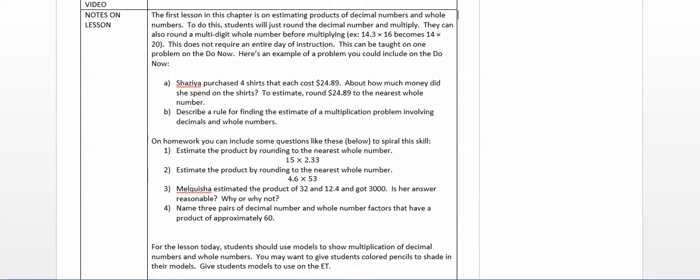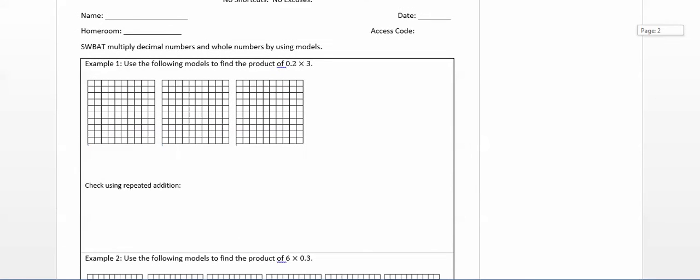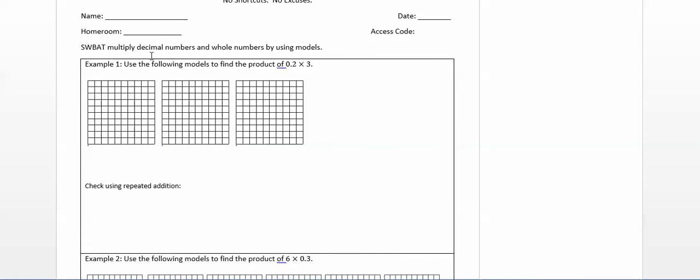Okay, let's look at example 1. What we're going to have students do is use these models to find the product of 2/10 and 3. So we're going to do 3 groups of 2/10. So we shade in 2/10 and 2/10 and 2/10. And so we see in all that that's 6/10. So what we want students to be writing is 2/10 plus 2/10 plus 2/10.